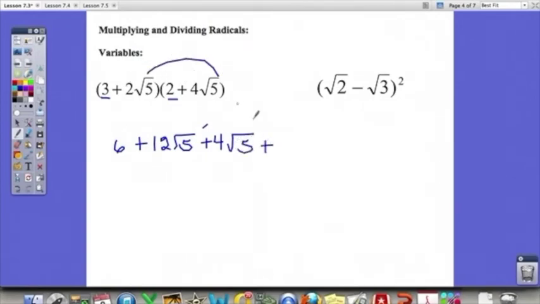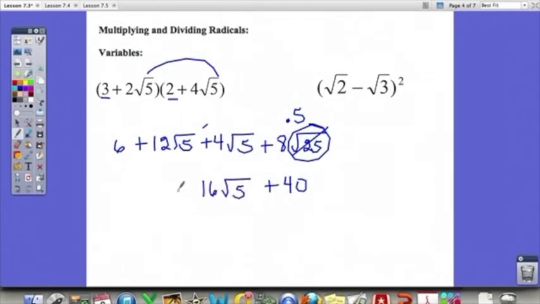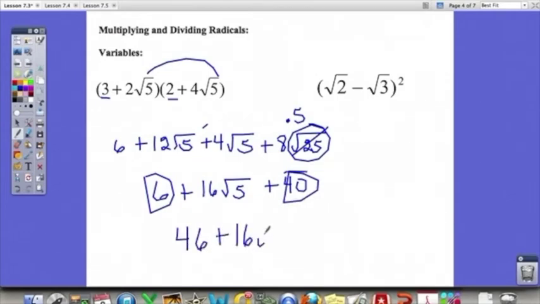Now I'm going to write out what I have on the last. I have 8 times root 25, which is 5. So 8 times 5 is 40. You can go ahead and combine those. And then I can combine the 6 and the 40. So 46 plus 16 root 5.